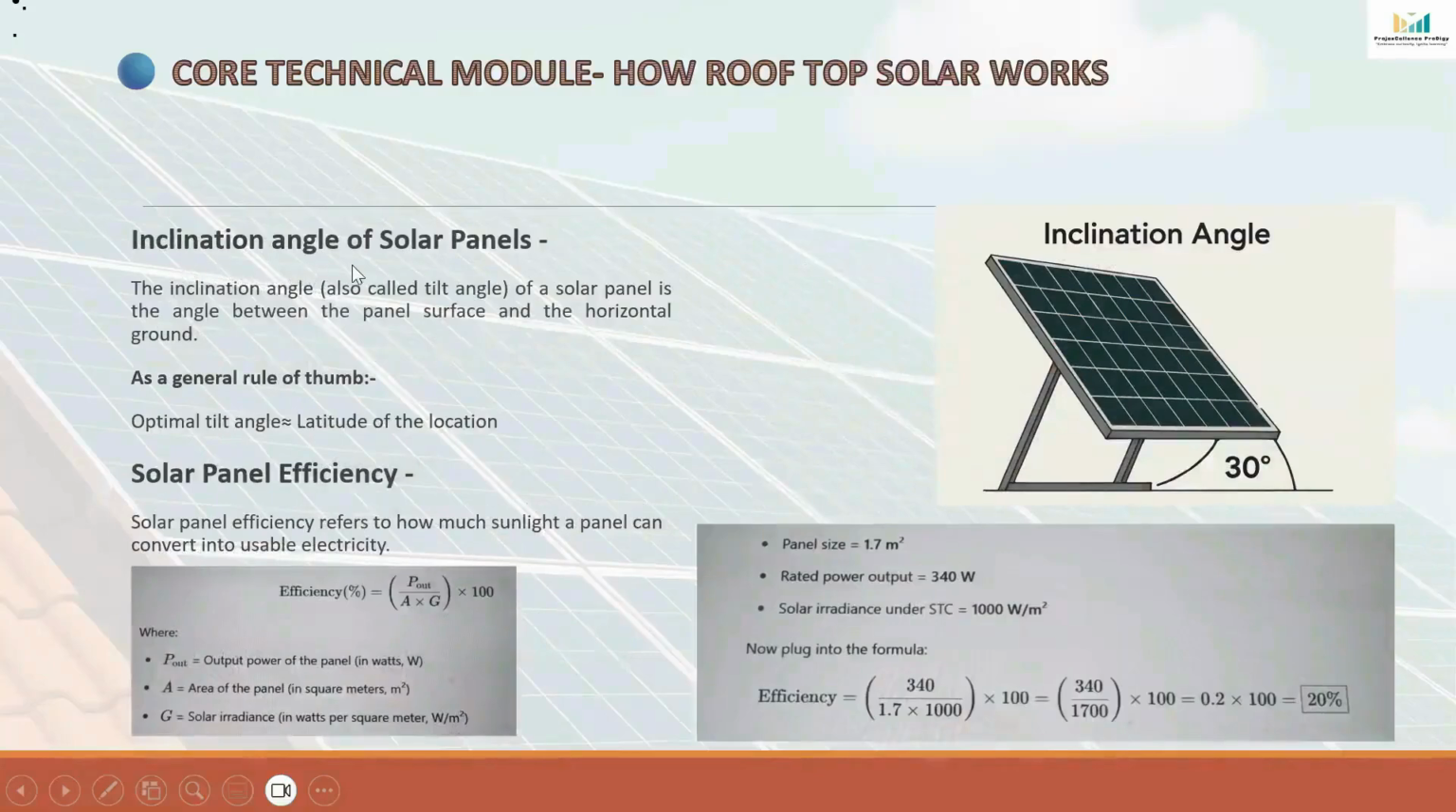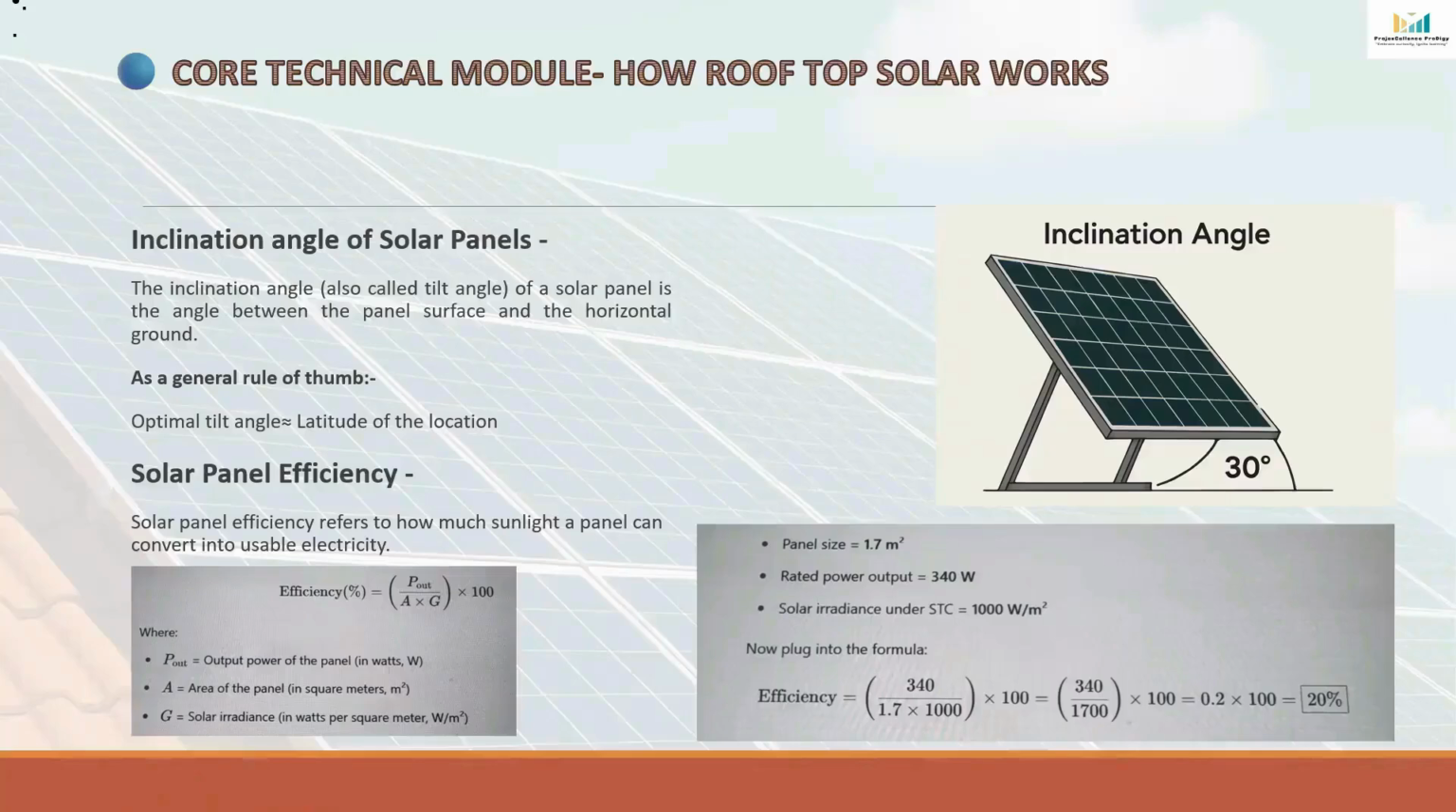The next important concept is the inclination angle of solar panels. The inclination angle, or tilt angle, of a solar panel is the angle between the panel surface and the horizontal ground. We can see here in this figure: this is the panel surface and this is horizontal ground. So the angle is 30 degrees. It is one of the most important factors that affect how much sunlight the panel receives and therefore how much electricity it can generate. Solar panels produce maximum energy when the sunlight strikes them perpendicularly, meaning at 90 degrees.